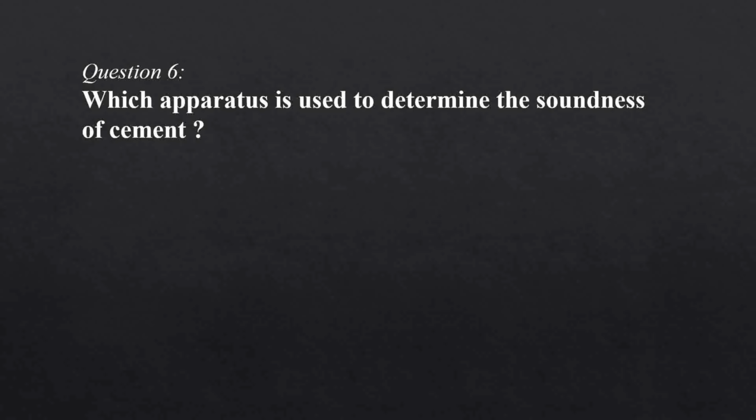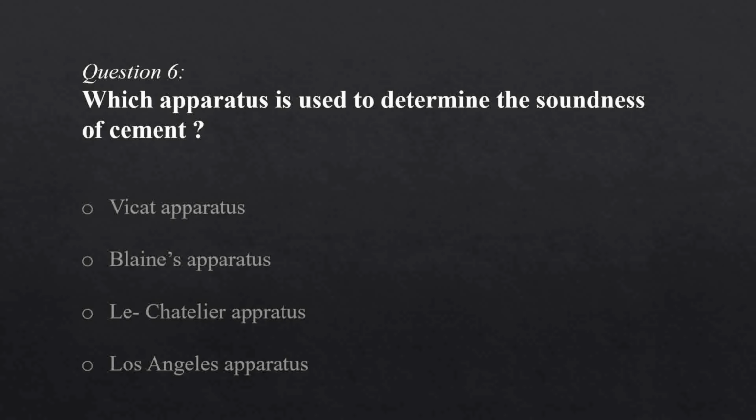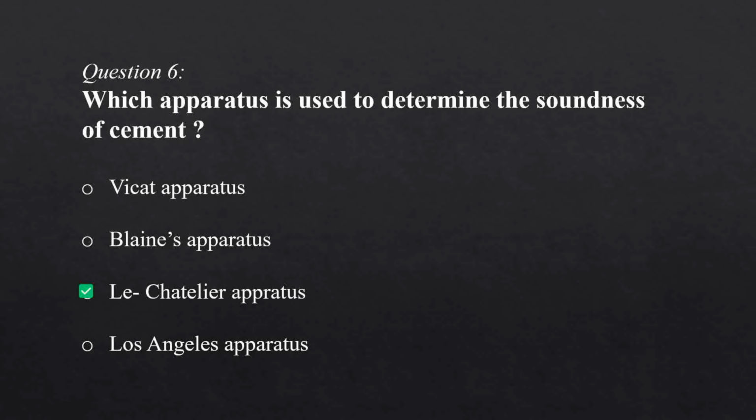Which apparatus is used to determine the soundness of cement? The correct answer is Le Chatelier apparatus. Vicat apparatus is used to check the consistency or the setting time of cement, whereas Le Chatelier's apparatus is used for the soundness determination.